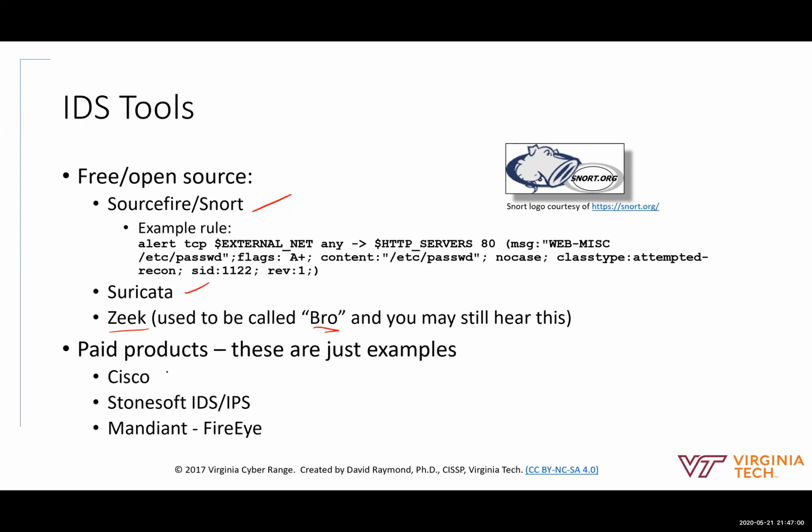Some paid products. These are just examples. There's a ton of paid devices out there. Cisco has IDSs, StoneSoft, Mandiant, just a bunch of commercial IDS and IPS tools. And the benefit you get from a commercial tool is customer support. You pay for it, but you get customer support and updated rule sets, and there's definitely benefits. There's just a cost to getting those benefits.